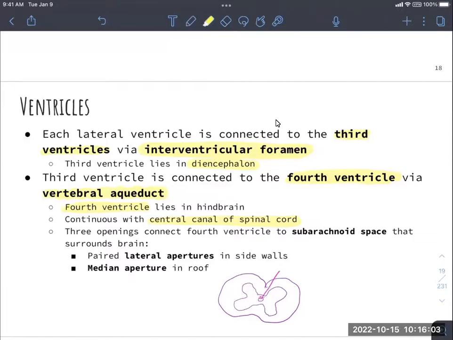So the fourth ventricle also is connected with other places. We have what is called the subarachnoid space, and that's what surrounds the entire brain. So we have cerebral spinal fluid all around our brain, between our brain and what we're going to talk about shortly, meninges that are around between the skull and the brain. We've got cerebral spinal fluid throughout that as well. We have lateral apertures and a median aperture at the roof. Lateral is at the lateral ends.